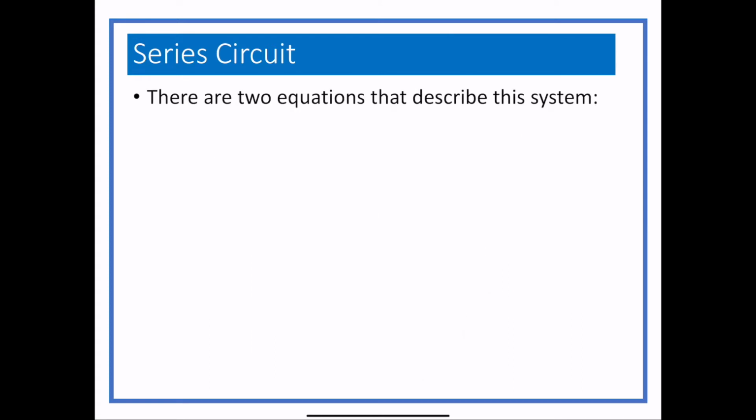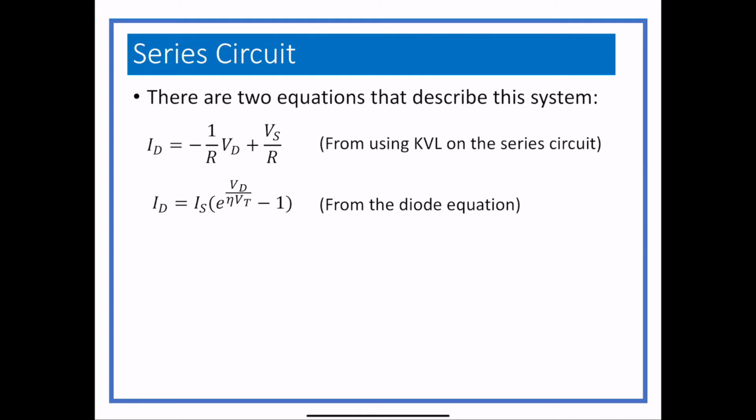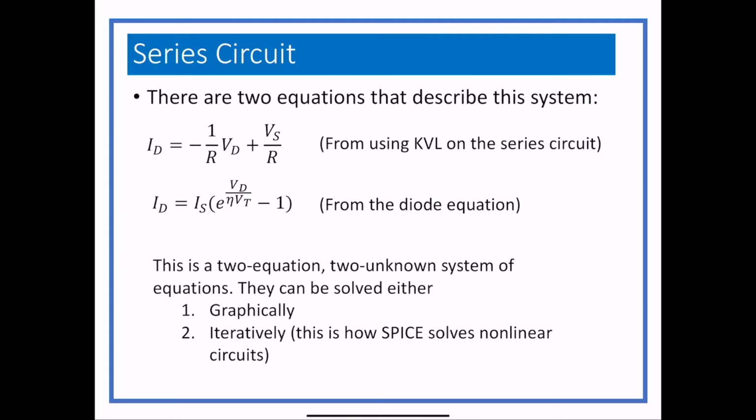So the two equations that we're going to use are the original KVL equation that we found with the diode circuit, and the diode equation, which also relates the voltage of the diode and the current. So we have two equations and two unknowns, and we can solve this two different ways. We can do it graphically, which means we are going to graph the two equations, and we can solve it iteratively, which is actually how simulation problems are solved. So first of all, we're going to look at the graphical method, and then we'll look at the mathematical method in a minute.